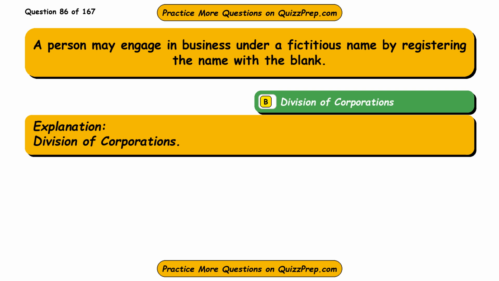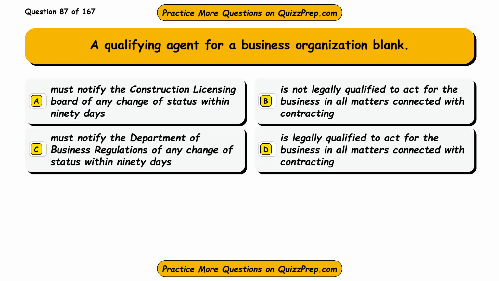Division of Corporations. Question 87. A qualifying agent for a business organization blank. Option A, must notify the Construction Licensing Board of any change of status within 90 days. Option B, is not legally qualified to act for the business in all matters connected with contracting. Option C, must notify the Department of Business Regulations of any change of status within 90 days. Option D, is legally qualified to act for the business in all matters connected with contracting.